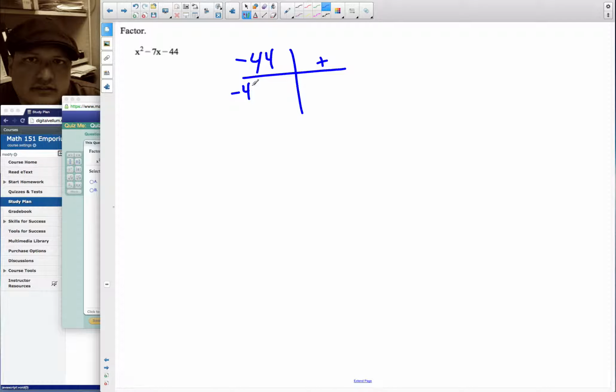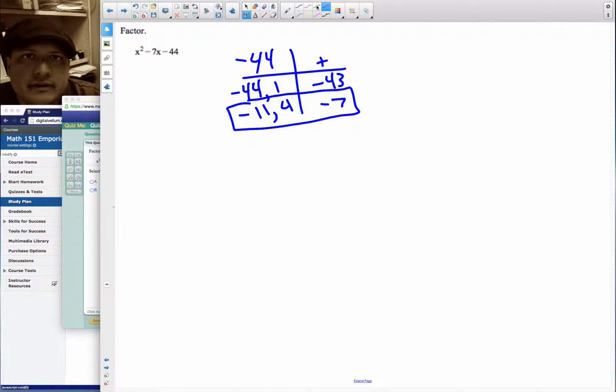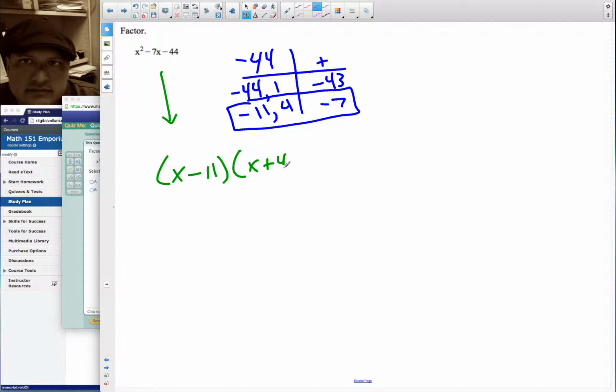So there's clearly negative 44 and 1. Negative 44 times 1 is negative 44, but when you add them up, it's negative 43. What else is there? There's negative 11 and 4, right? And this happens to add up to negative 7. So this is what we like right here. This becomes x minus 11 times x plus 4.